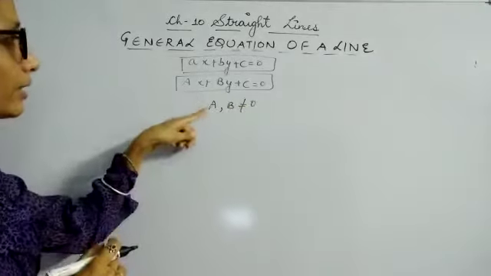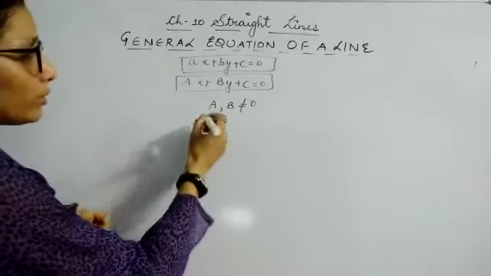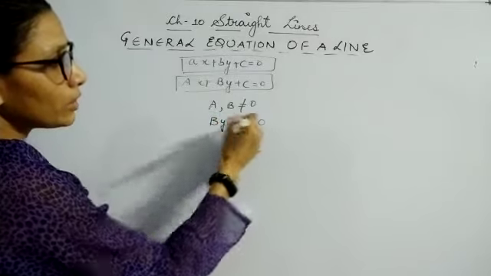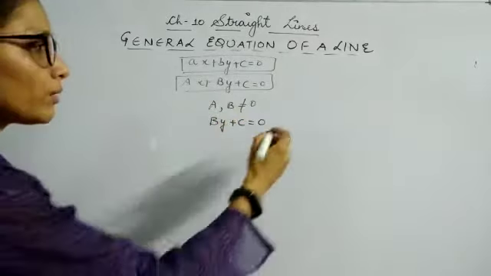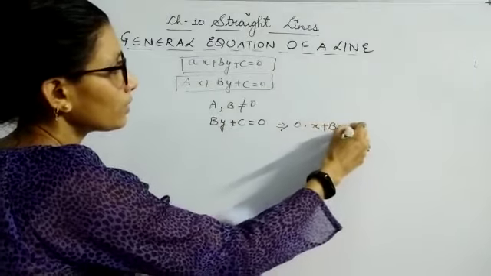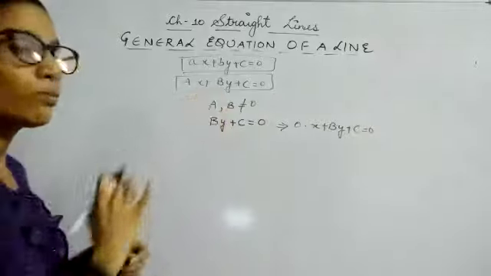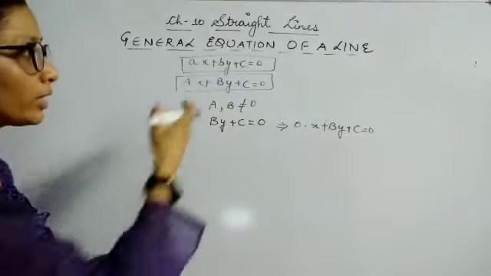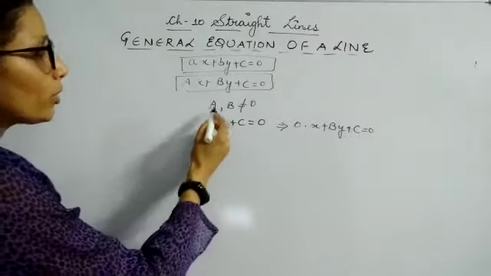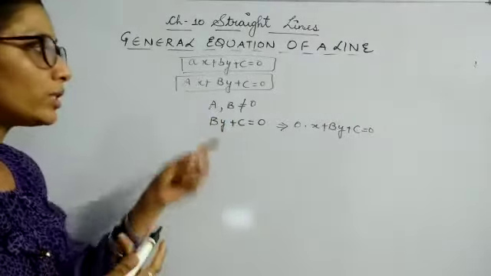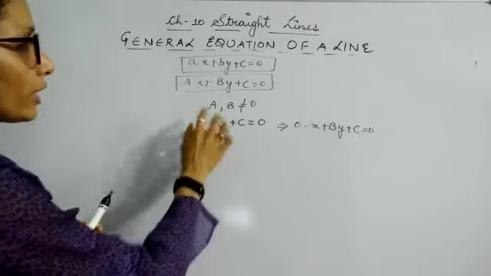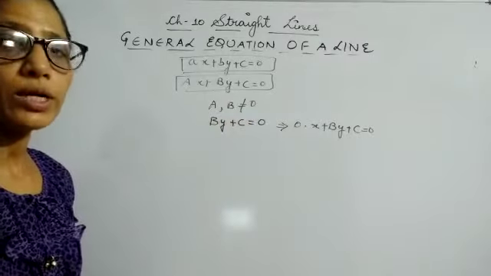Yes, at a time A can have the value 0. That means if A is 0, then I will be getting it as By plus C. But then I can make it in two variables by writing it as 0 into x plus By plus C equal to 0. But if both become 0, then I'll just be getting constant equal to 0. So that won't be possible. So at a time I can take only one of these as 0. Otherwise, we cannot have the value of A and B together as 0.